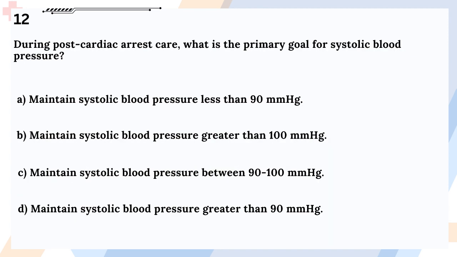Question 12. During post-cardiac arrest care, what is the primary goal for systolic blood pressure? A. Maintain systolic blood pressure less than 90 millimeters of mercury. B. Maintain systolic blood pressure greater than 100 millimeters of mercury. C. Maintain systolic blood pressure between 90 to 100 millimeters of mercury. D. Maintain systolic blood pressure greater than 90 millimeters of mercury.